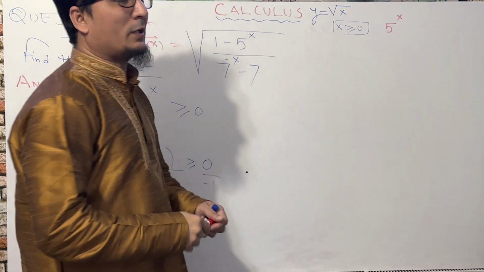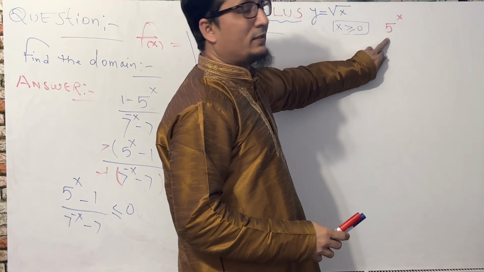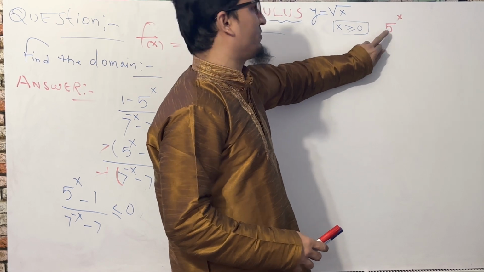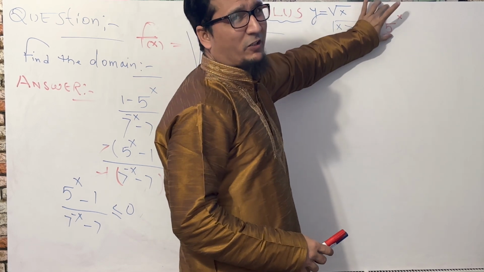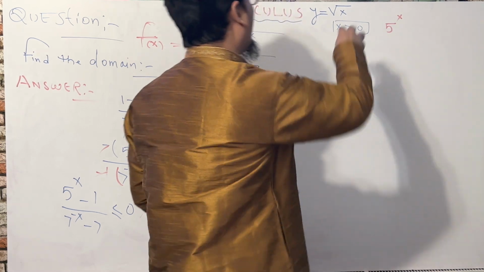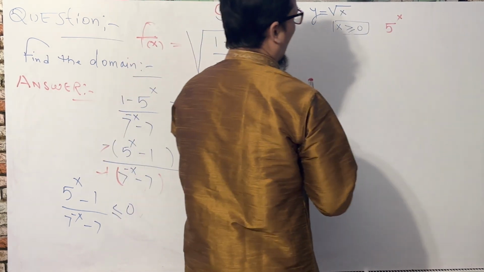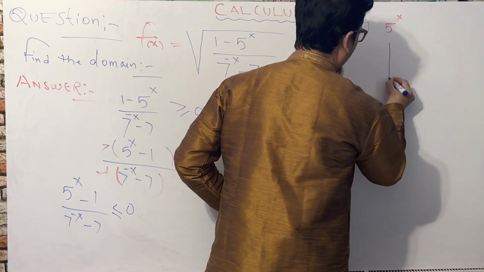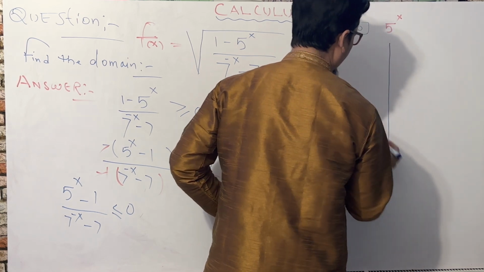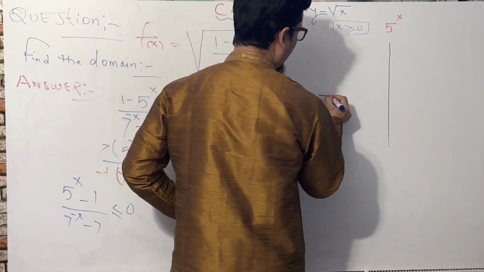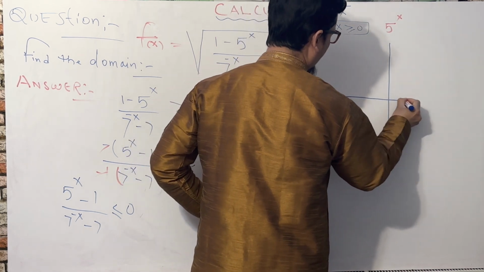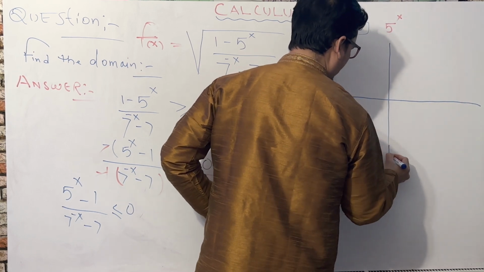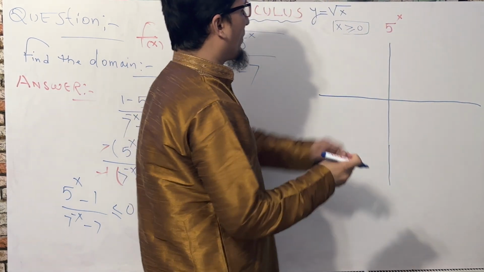This is exponential because this base is greater than 1, right? If this value is greater than 1, like 2 power x, 3 power x, 4 power x, 5 power x, this is called exponential function, right? And I'm going to tell you the nature here. How will you draw the graph of 5 power x? Can you see this one? Here, the 5 power x, right?